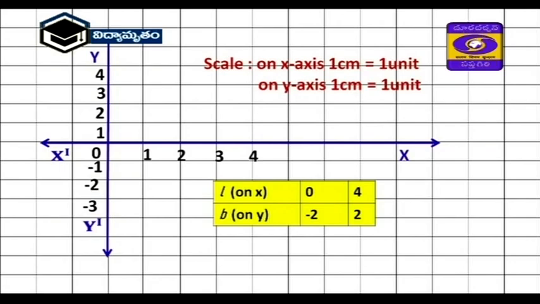So, I am going to locate these points: 0, minus 2, this is the point 0, minus 2, and another point is 4, 2. If we join these 2 points, this is the line. So, the name of this line is L minus B minus 2 equal to 0. Like this we can draw the graphs for given equations.